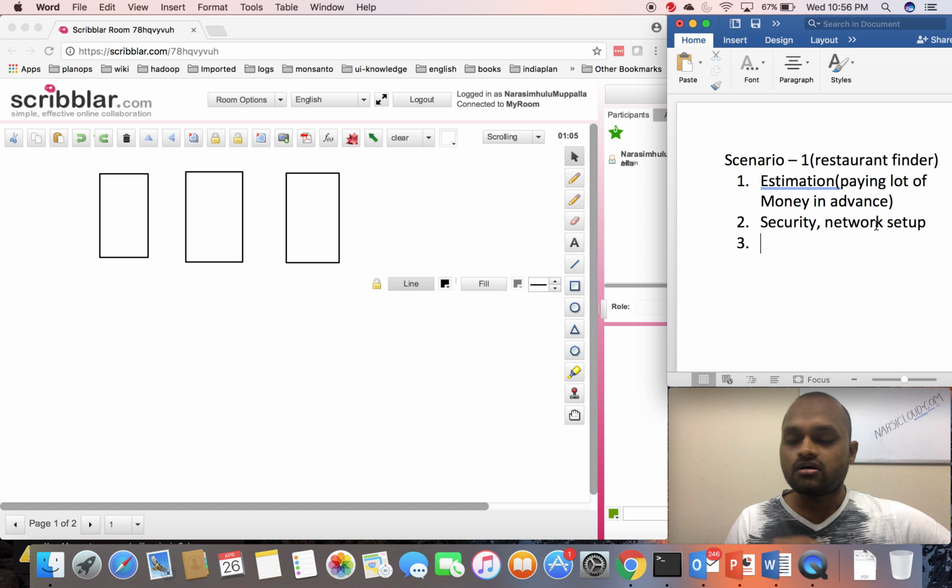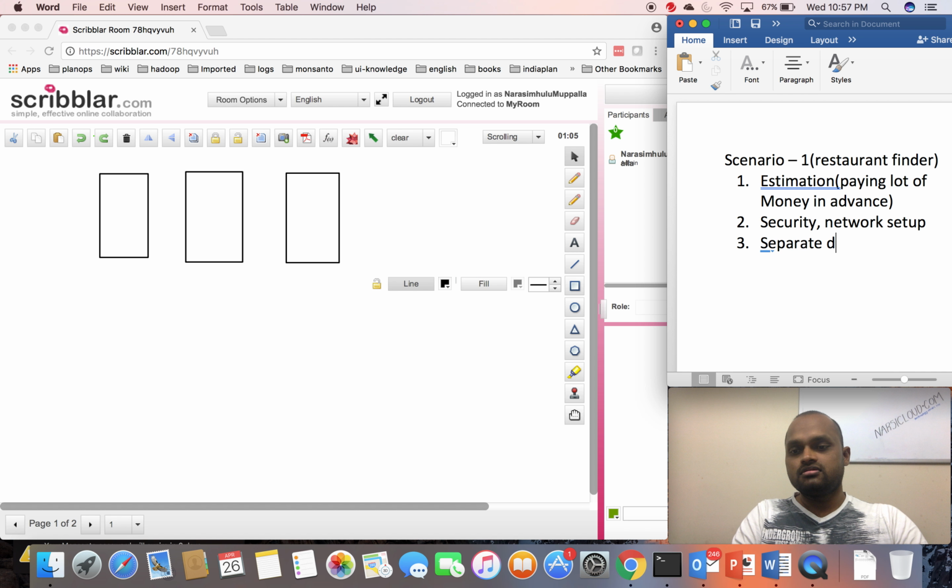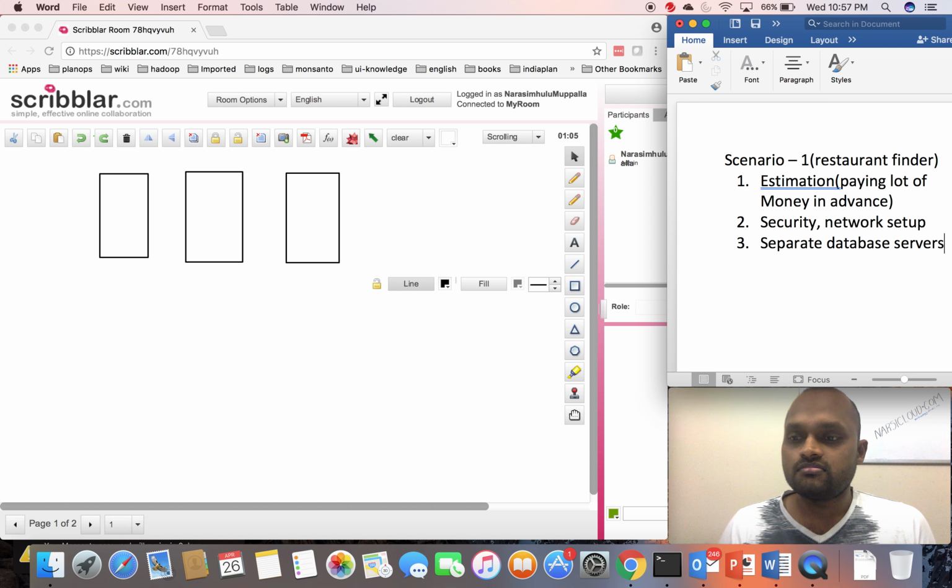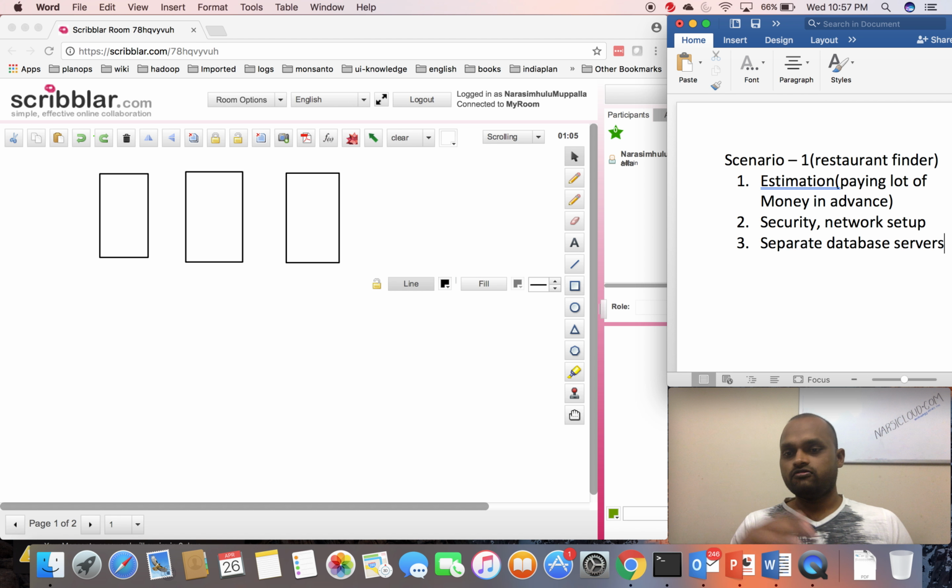And if you would want to have a database for your application, right? You need to purchase separate database servers, and that could take a lot of money too. You'll end up paying a lot of money for that without even knowing the number of users. So those are the three major issues we can see right away in scenario 1.